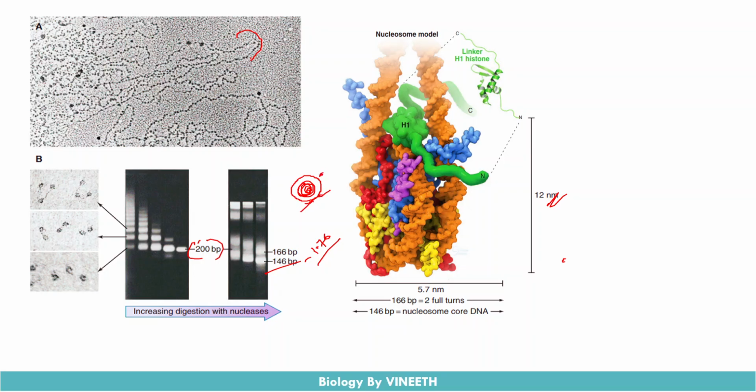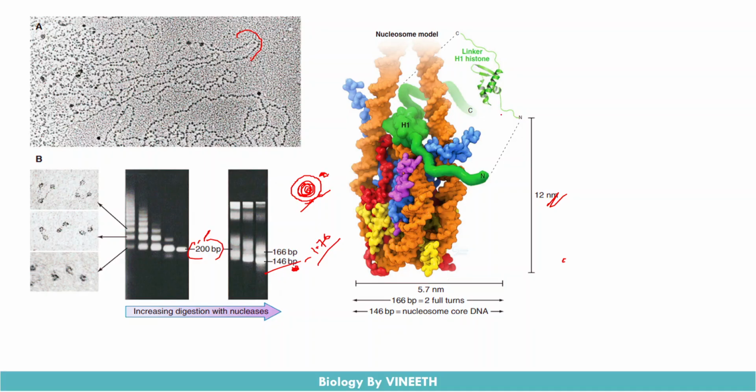So a typical nucleosome core contains around 146 base pairs. Continued digestion will give you the 146, while the initial digestion gives you a 200 base pair DNA sequence around the histone core proteins. So this is about nuclease digestion and the structure of the nucleosomes.